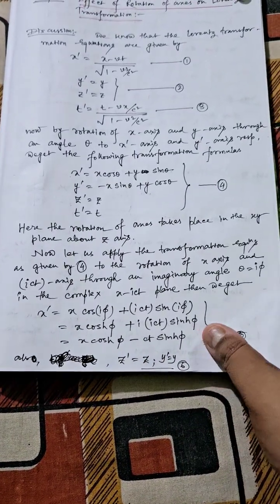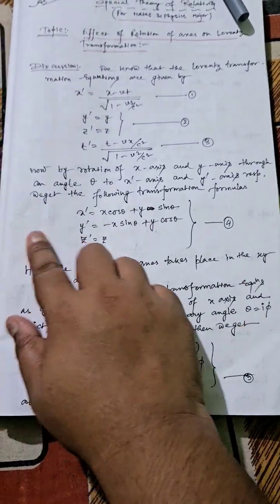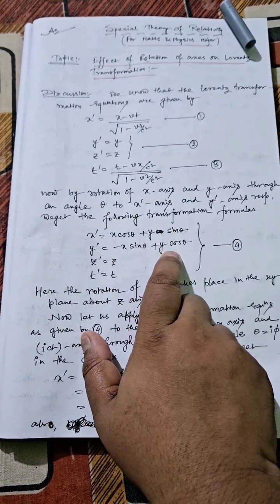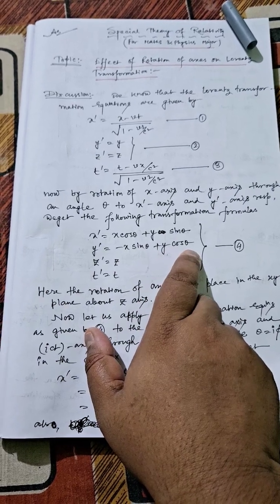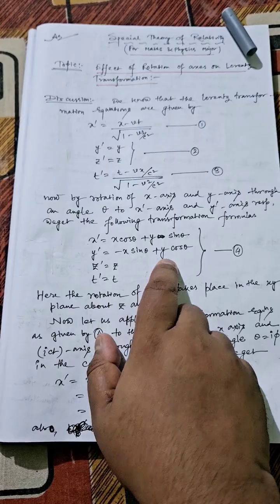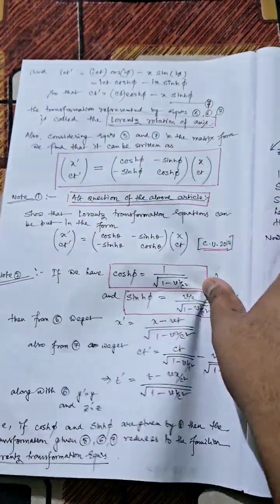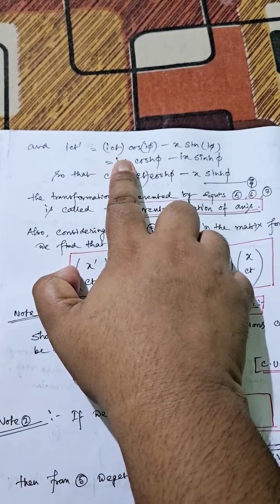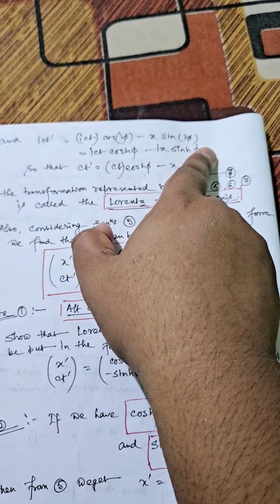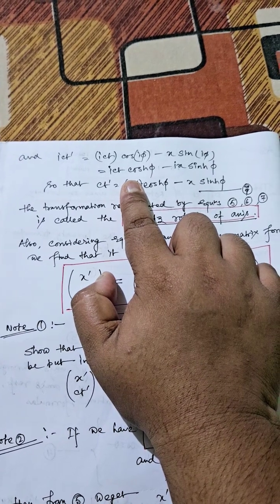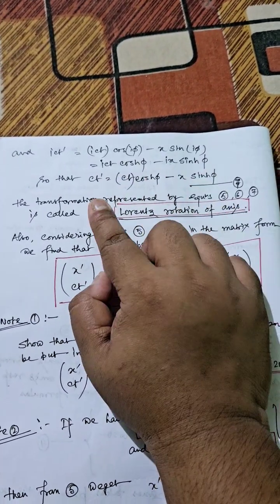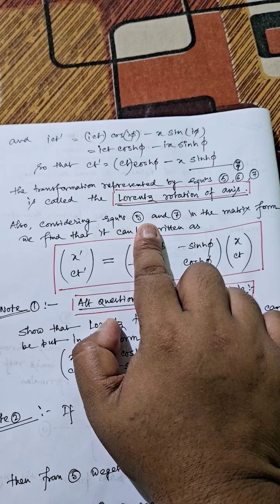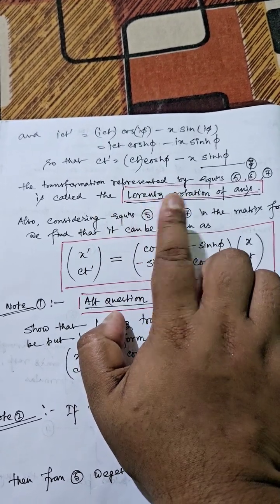Now again we have to modify the last component equation by considering y' = ict', that is -x sin(i phi) + ict cos(i phi), because we are considering the x-ict plane. So ict' = ict cos(i phi) - x sin(i phi), and from here, using the concept of hyperbolic functions, we will get the next possible line. Also you can see I have cancelled out i from both sides, so that we have obtained equation number 7. Now equations 5, 6 and 7 are collectively termed as Lorentz rotation of axis.